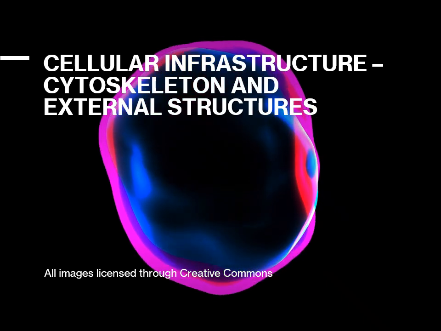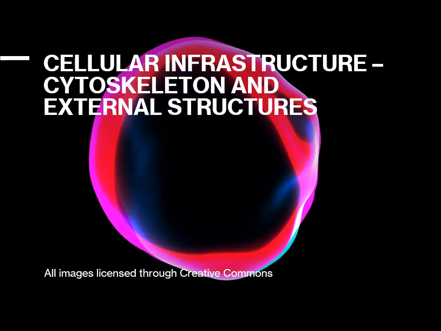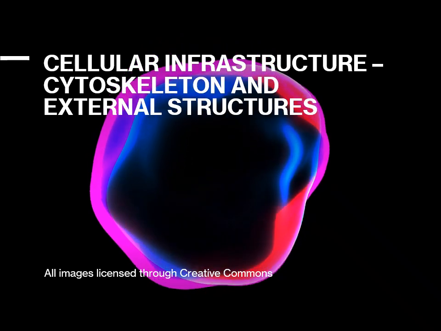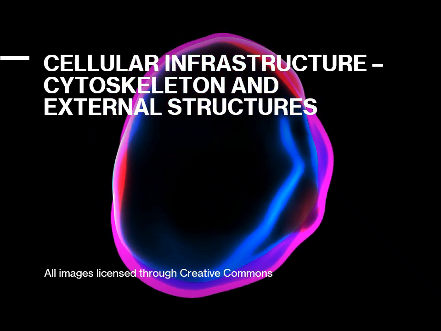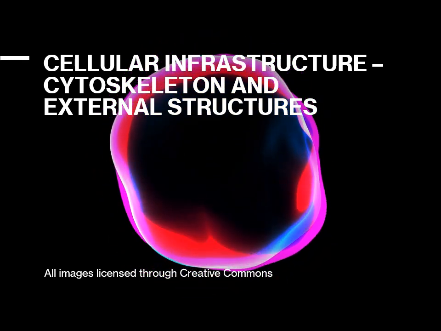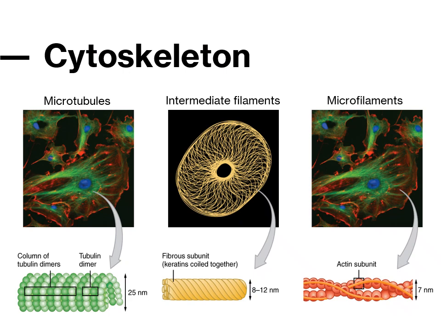Everyone. In this video, we're going to look at the structure and function of the cytoskeleton and the external structures of both plant and animal cells. There are three main components to the cytoskeleton in eukaryotic cells, and they vary in size, location, and function. These images show each type of fiber stained in a different color. Microtubules, which are the largest, in green, intermediate filaments in yellow, and microfilaments, which are the smallest, in red.